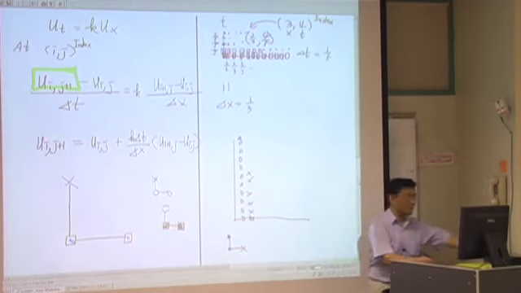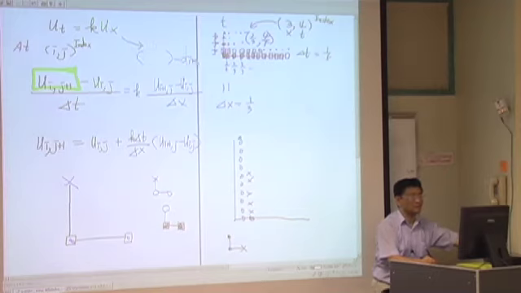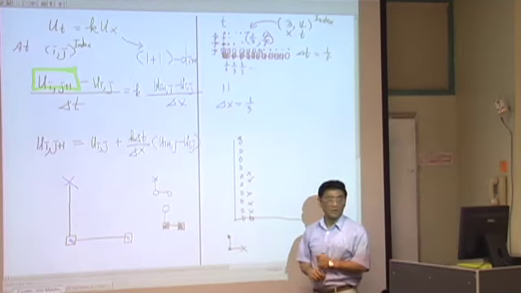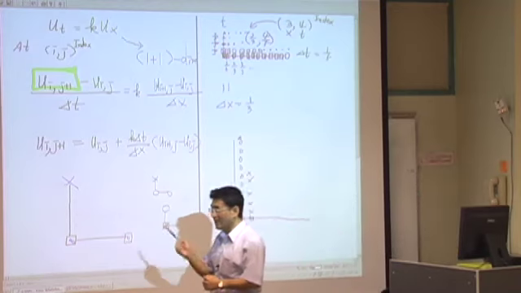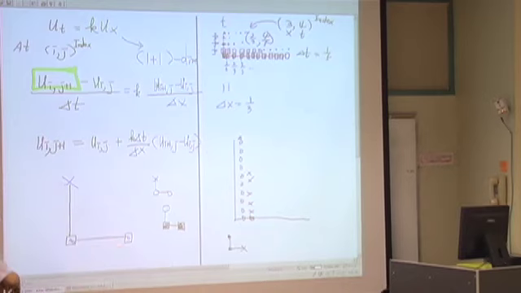Before going further, I will check whether you understand the dimension. In this kind of situation, what do you call the dimension? What dimension problem? 1 plus 1 dimension, right? Do you follow me? One spatial variable, one time variable. 1 plus 1 dimension problem.